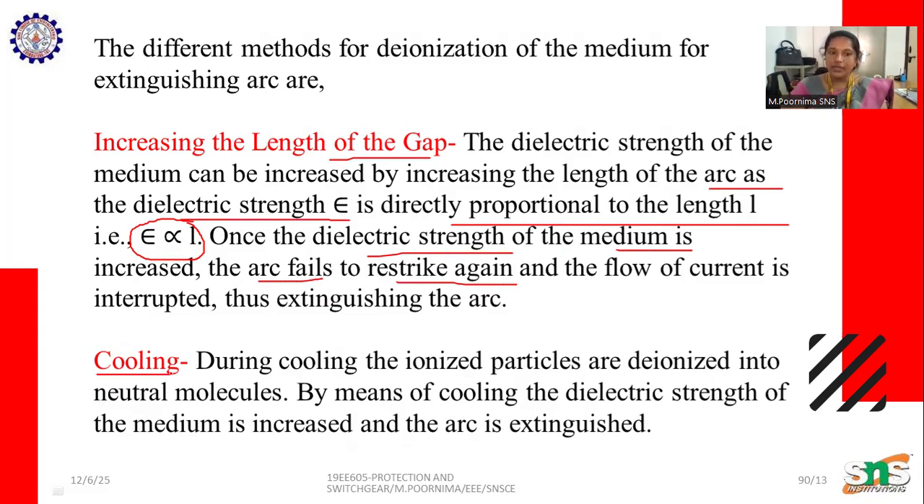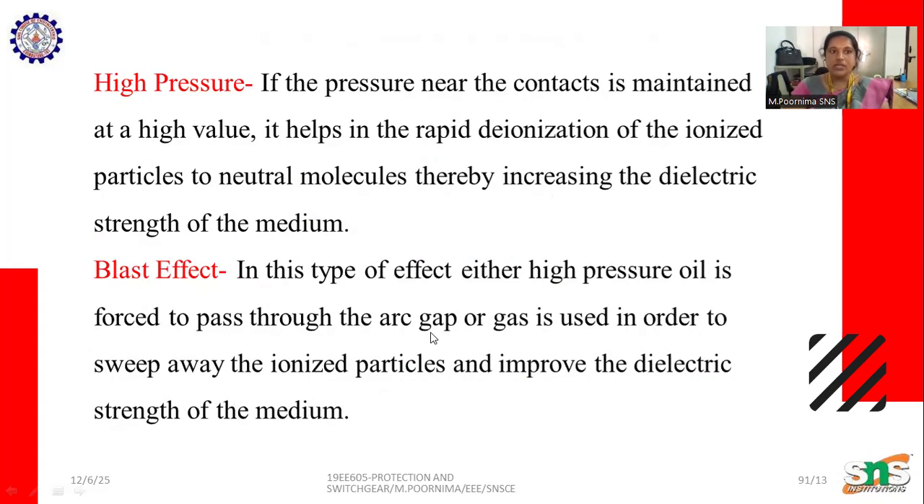The next one is the cooling method. During cooling, the ionized particles are deionized and neutralized by means of cooling. The dielectric strength of the medium is increased and the arc is extinguished. This we already know. Then there is the high pressure method. If the pressure near the contacts is maintained at a high value, the arc can be easily extinguished by rapid deionization.